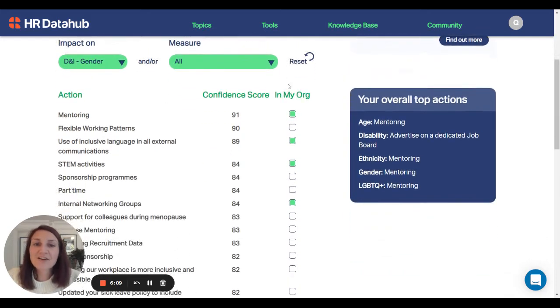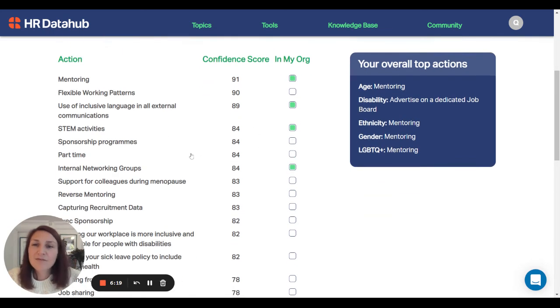So if I scroll down here, I can see that, okay, top action for gender is mentoring. Amazing. We have that. How about use of inclusive language? We have that. Great. STEM activities, perfect. And if I scroll down, flexible working patterns, I know from context that maybe Quablo is in the process of implementing that, so no problem. But I can see sponsorship programs.